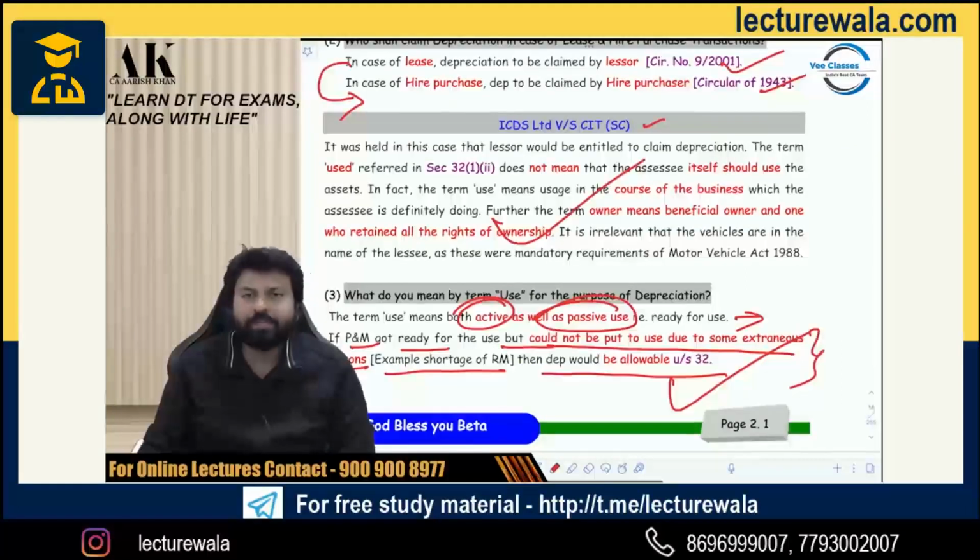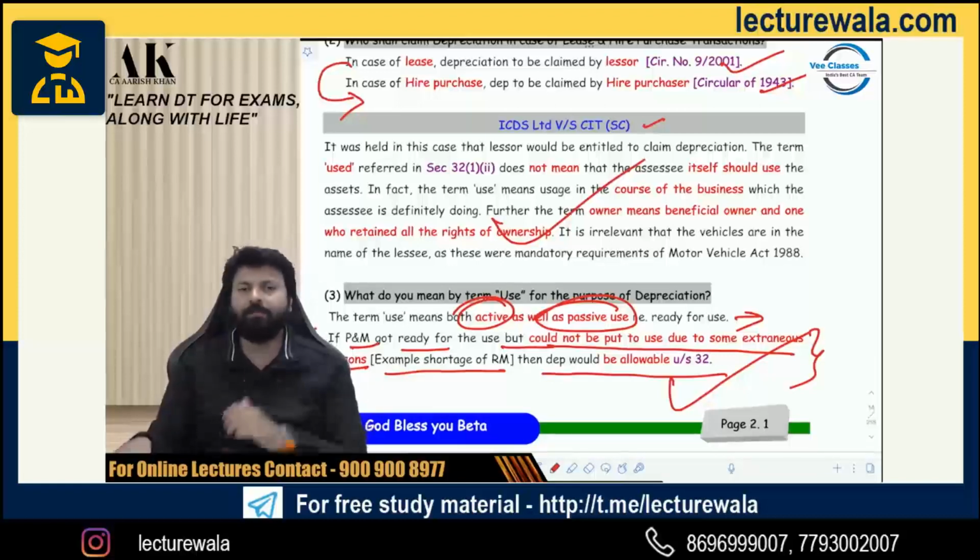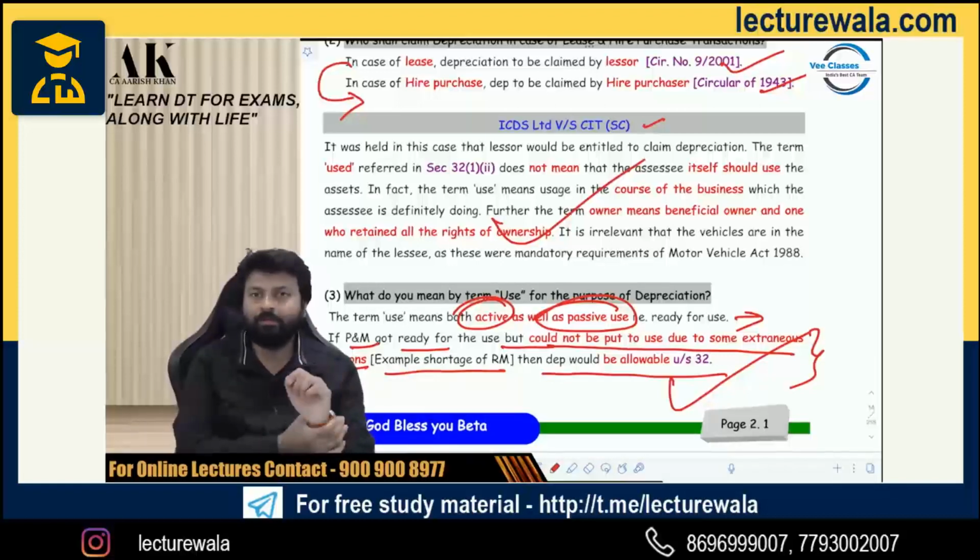So now coming to the discussion of block. What is block exactly? The concept of block was brought by Dr. Manmohan Singh in AY 88-89, around 32 or 34 years back almost. In AY 88-89, the concept of block was brought; in PY 87-88, it was brought. So what is a block? In block, first of all, you have to follow the WDV method.